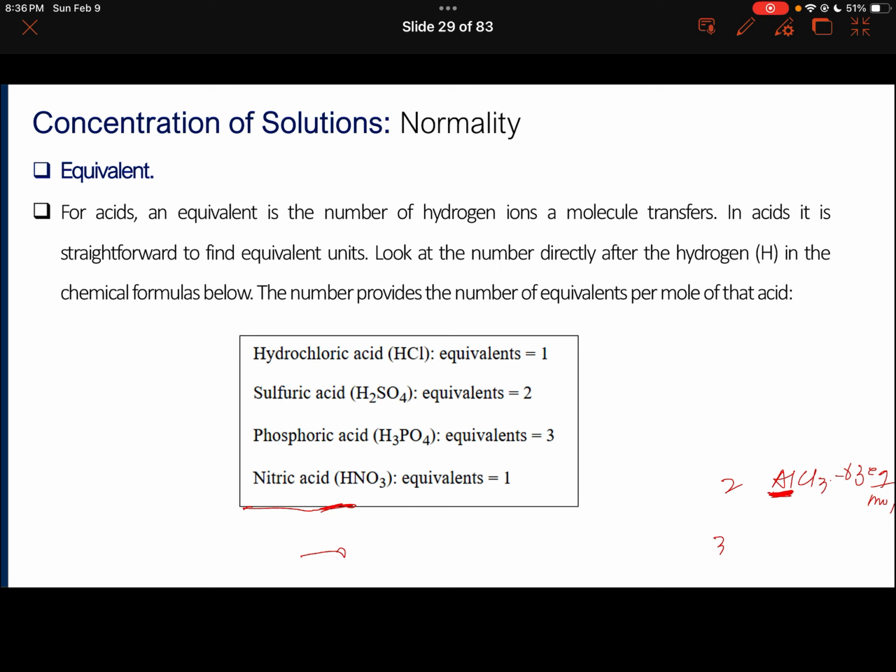an acid, we can directly count the number of replaceable H by just looking at the chemical formula. So for example, if we have hydrochloric acid, H is one, and sulfuric acid, H2, is two, the number of replaceable H. And for phosphoric acid, we have three, and nitric acid, one. But if we have CH3COOH for acetic acid, the only replaceable H is this one. So for this one, it is just 1 equivalent per mole. This other H is not counted as a replaceable H.